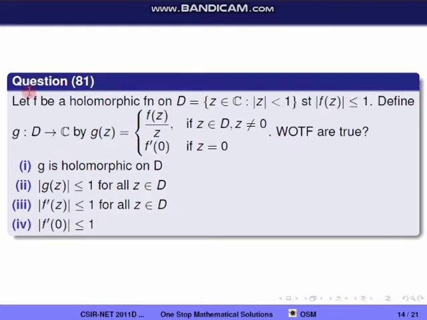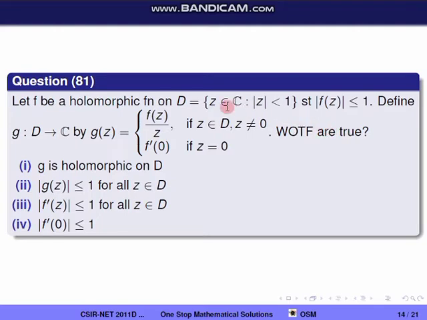Next question, question 81. Let f be a holomorphic function on D, the set of all z in C such that mod z is less than 1, such that mod f of z is less than or equal to 1. Define g from D to C by g of z is equal to f of z by z if z is non-zero, and f dash of 0 if z equal to 0. Which of the following are true?